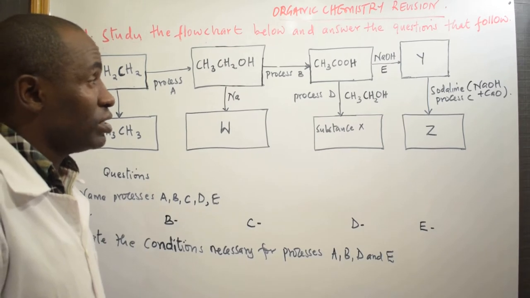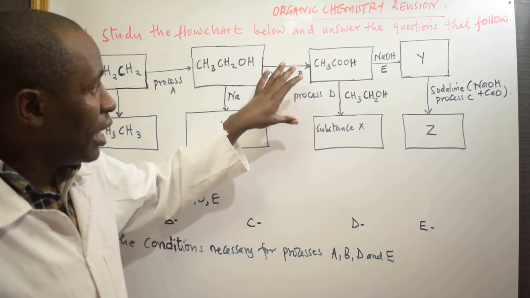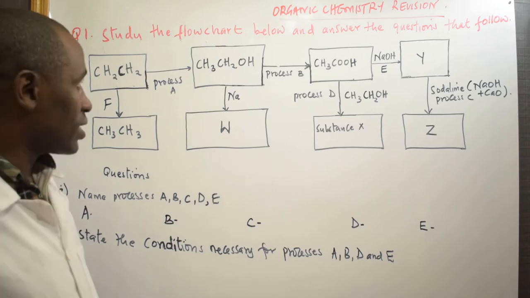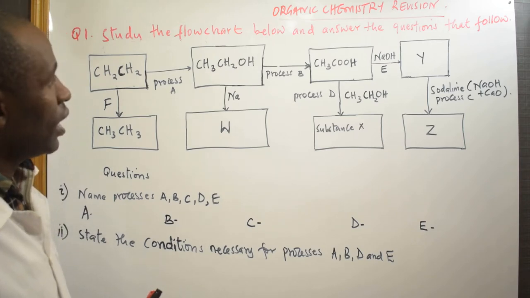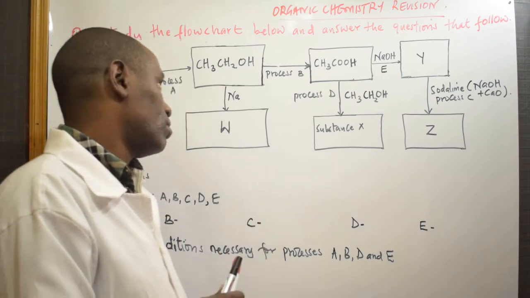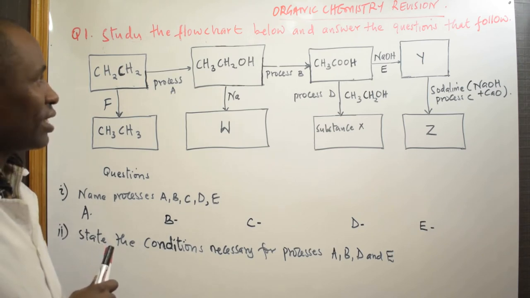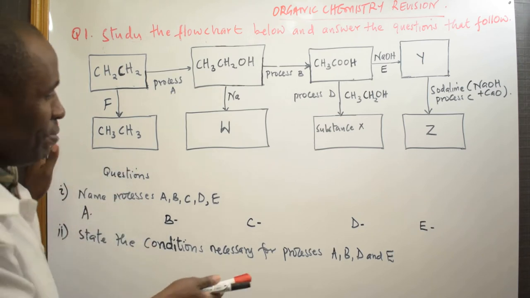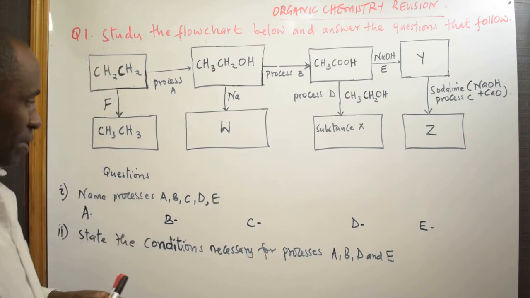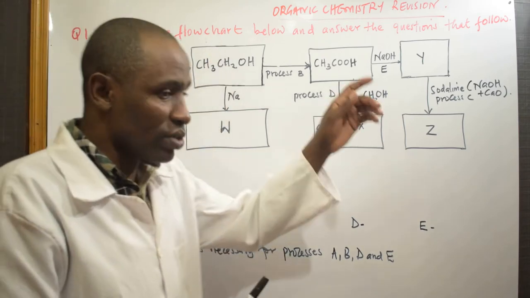Organic chemistry division. Now, we are going to have a question in paper two, which is on flowcharts. The question is: study the flowchart below and answer the questions that follow. So my first question here will be a paper-two-like question, and we see what we are expected to do. So let us study the flowchart before we get to the questions.